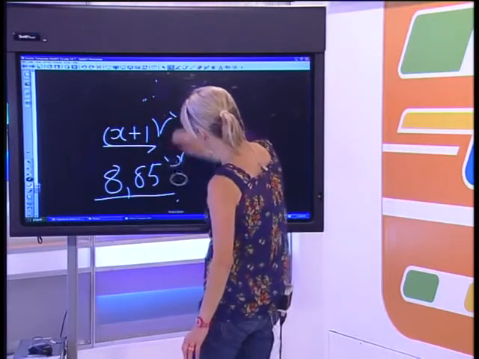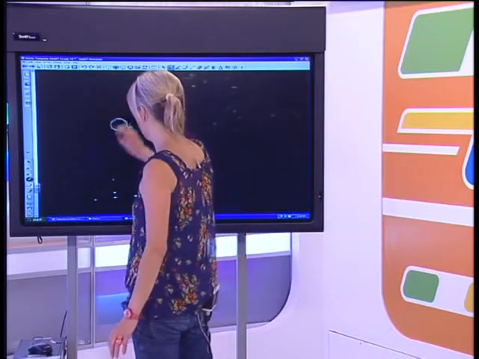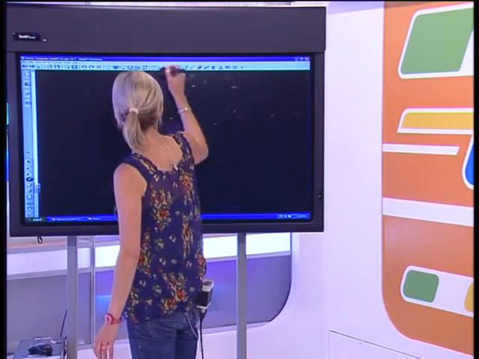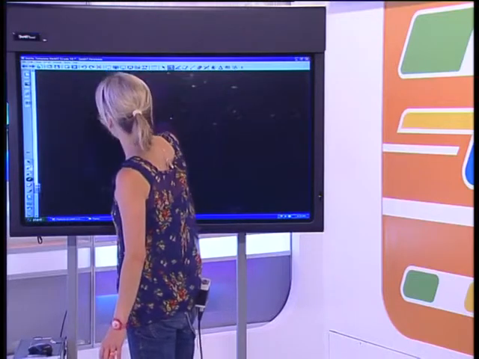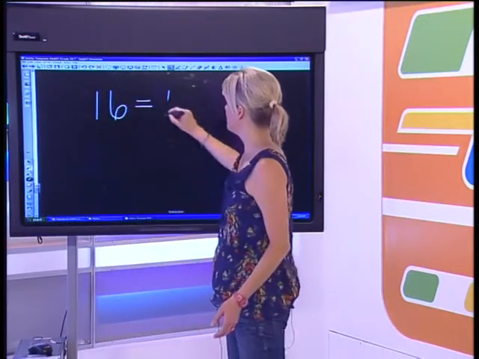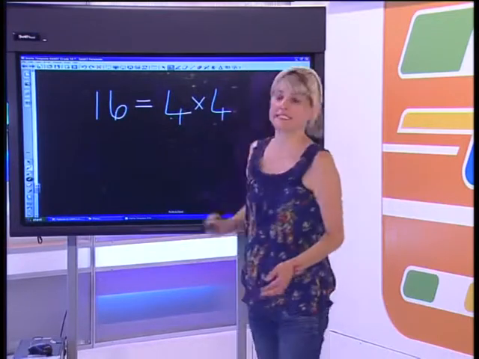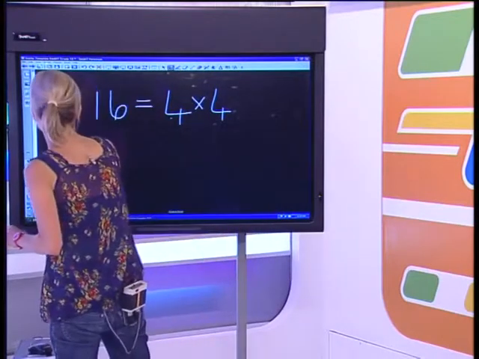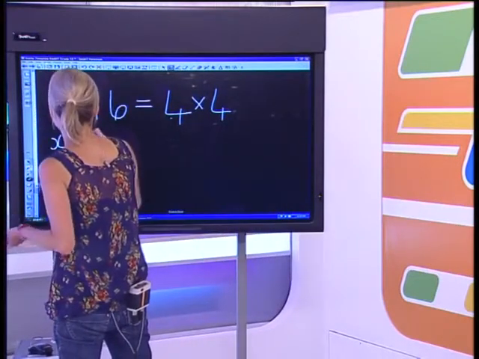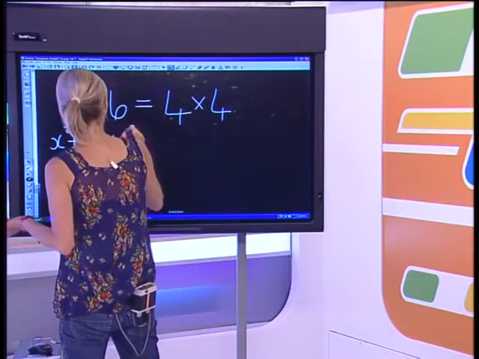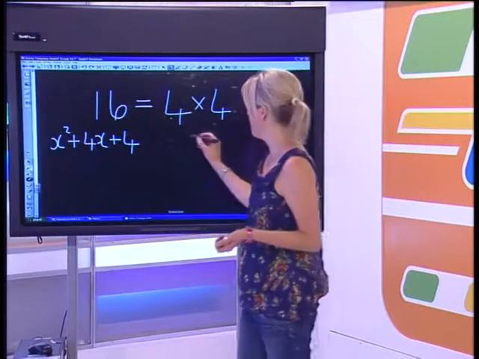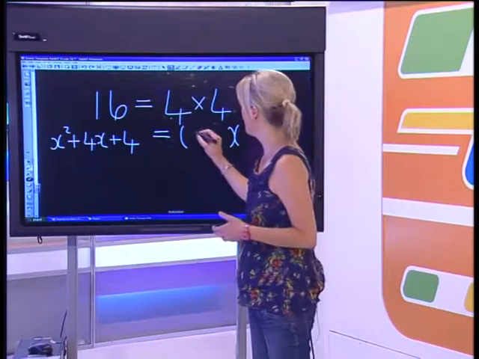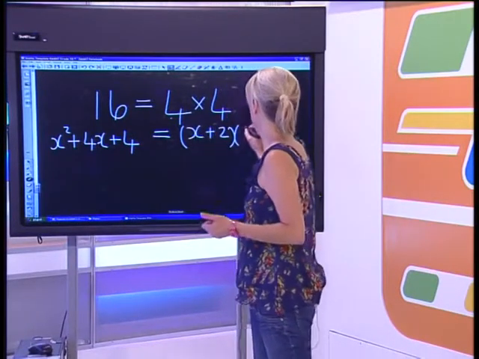A square number would be a number such as 16, which we can write as... let's just get our pen there. Sorry, it wasn't the quickest question. 16 can be written as 4 times 4. So I say that 16 is therefore a perfect square. However, if I have an expression such as x squared plus 4x plus 4, that is also a perfect square because I can write this as the product of two binomials that are identical: x plus 2 times x plus 2.